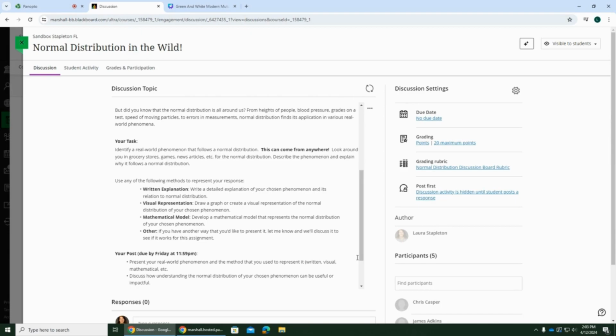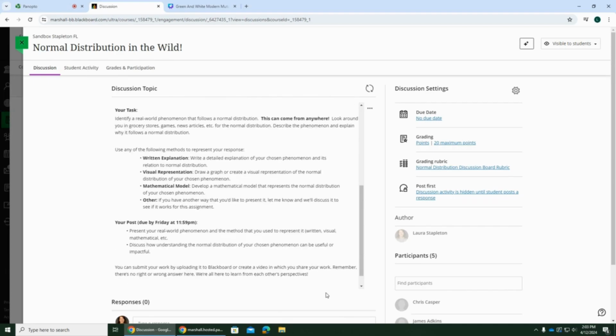But then how they choose to present this has a further option. You'll notice that I say in your post, present your real-world phenomenon and the method that you used to represent it. And then I want you to discuss how understanding the normal distribution of your chosen phenomenon can be useful or impactful. But they have a choice in how they want to present that.